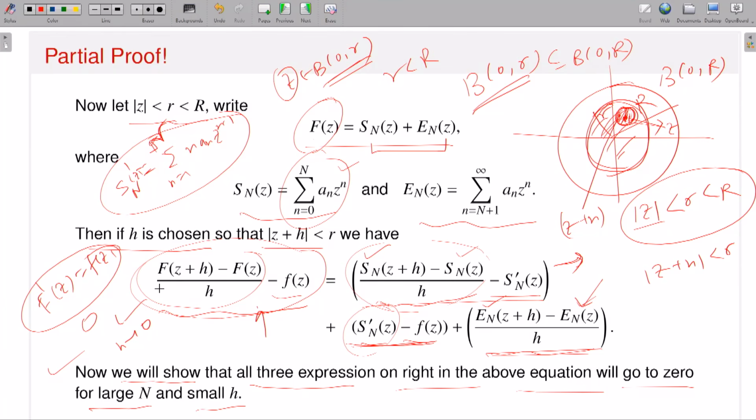If I take the limit as h approaches 0, this goes to 0 for fixed n. If n approaches infinity, this goes to 0 and this also goes to 0, as both capital N approaches infinity and small h approaches 0. So what I will do is the epsilon by 3 argument. First choose capital N large enough so that I can make this less than epsilon by 2. Having chosen N, then you choose h very small so that this and this go to 0, and then I am done. This is called the epsilon by 3 argument.